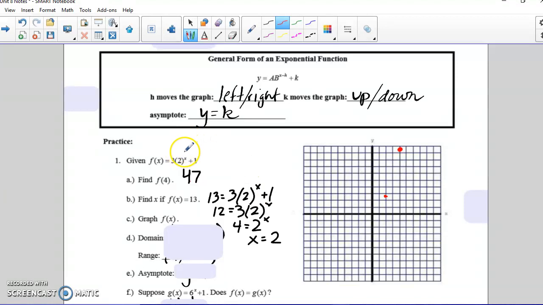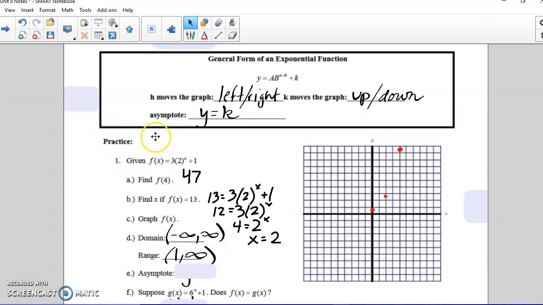What happens when I plug in 0 for x? I get 3 times 1 plus 1. So I actually have my y-intercept is 0, 4. So I'm going to plot that as well. And now I know that my domain and my range, I can identify those. My domain is all real numbers, and my range, well, moved up 1, so therefore I start at 1 and I go to infinity. So that's my asymptote, y is equal to 1.